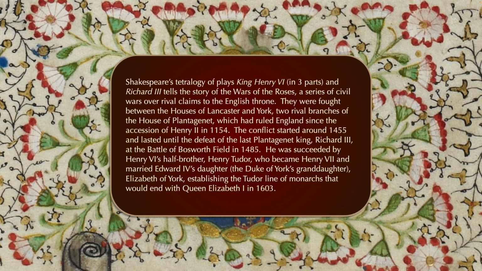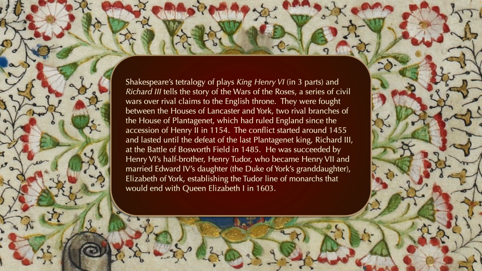So this play is actually part of a tetralogy of plays that includes the three Henry VI plays, parts 1, 2, and 3, and Richard III. And together, the four plays tell almost chronologically the story of the Wars of the Roses. This was a series of civil wars over rival claims to the English throne, and they were fought between the houses of Lancaster and York, two rival branches of the House of Plantagenet, which had ruled England since the accession of Henry II in 1154.